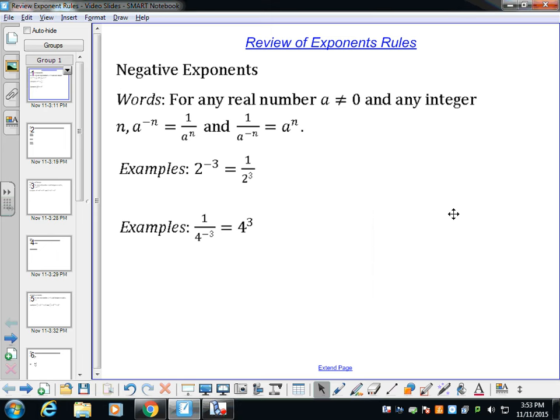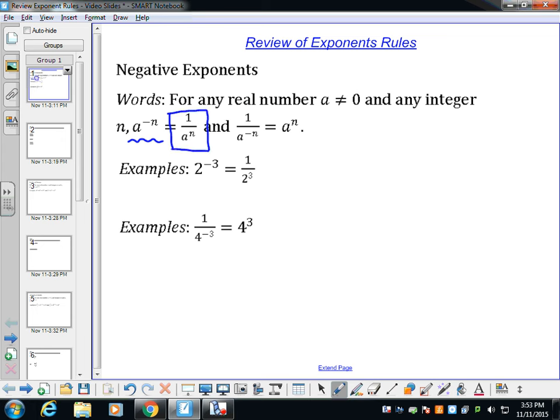Today we are going to review exponent rules. The first exponent rule that we're reviewing is negative exponents. For example, if I have a to the negative n, that can be rewritten as 1 over a to the positive n.